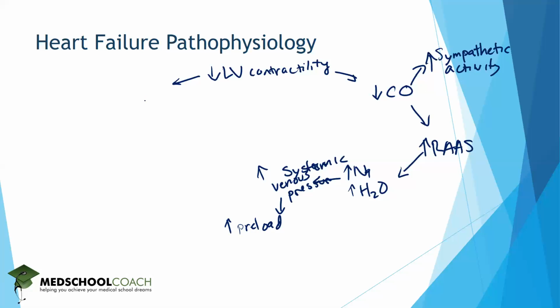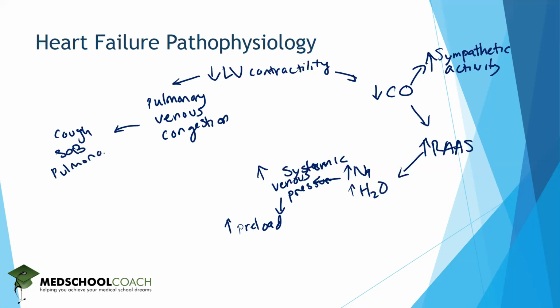Another thing that decreased LV contractility causes is increased pulmonary venous congestion. What symptoms do you think you can get if you have this? Coughing, shortness of breath. Yeah, cough, shortness of breath. And this is going to be from pulmonary edema.